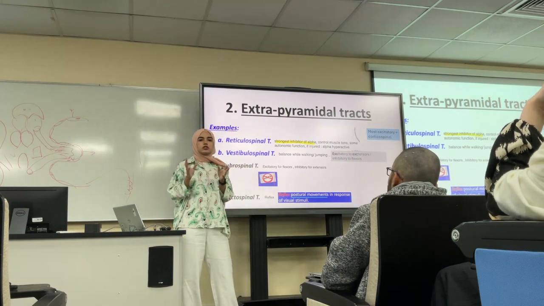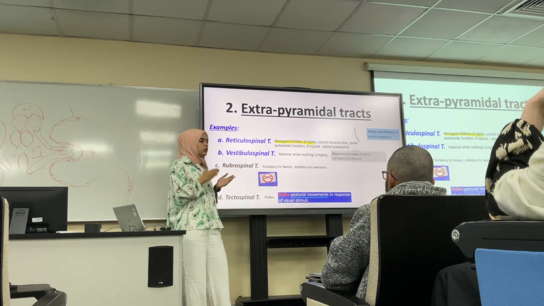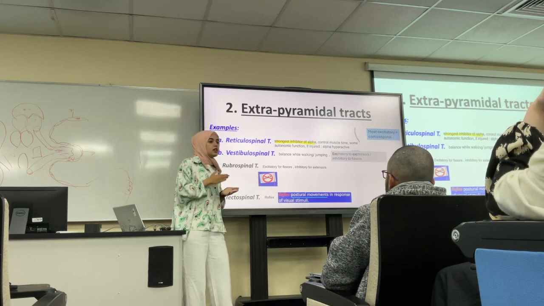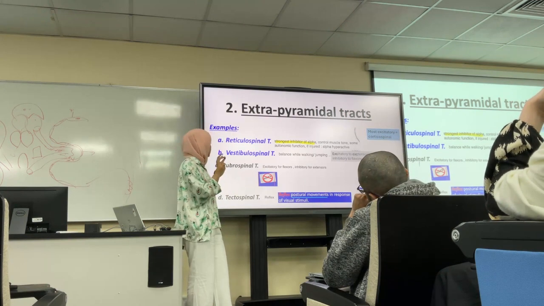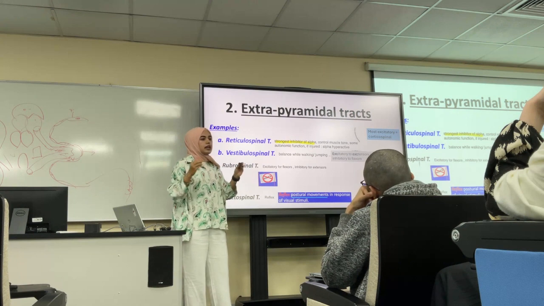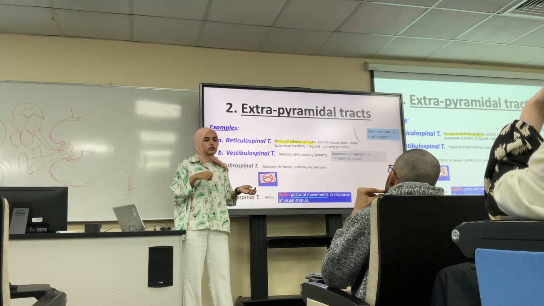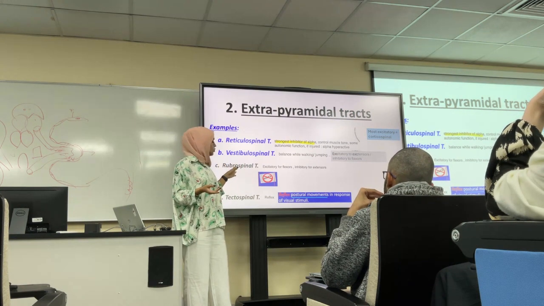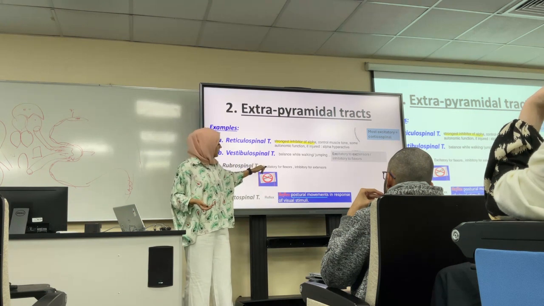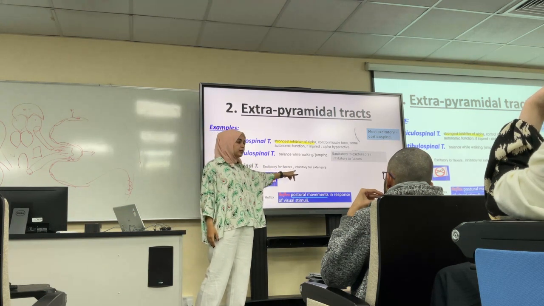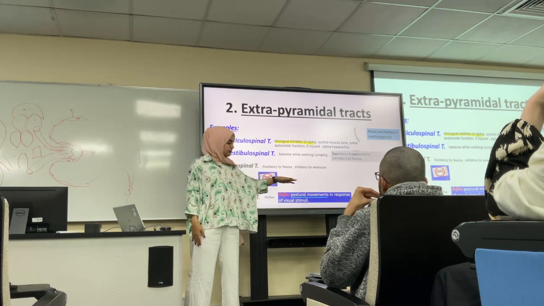Just get yourself familiar with it. The vestibulo, we're talking about here balance. Same thing. This is a cute guy. Vestibulospinal: excitatory to extensors, inhibitory to flexors. Rubro, the one we hate: excitatory for flexors and inhibitory for extensors.